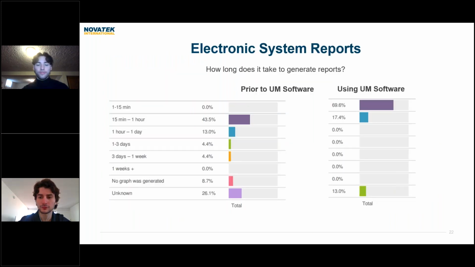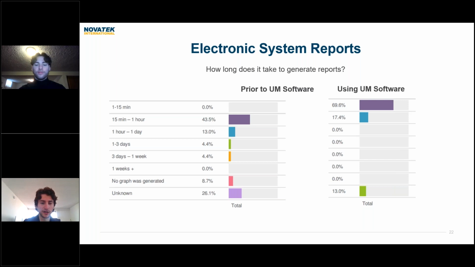Right, so I'm going to talk a bit about electronic system reports. I want you to take a good look at these two graphs. Obviously, we cannot provide statements without actually showing you the data for it. This is data that we've collected from some of our clientele regarding before they were using software and when they were using a utility monitoring software. So take into consideration that graph that Nick just showed you.